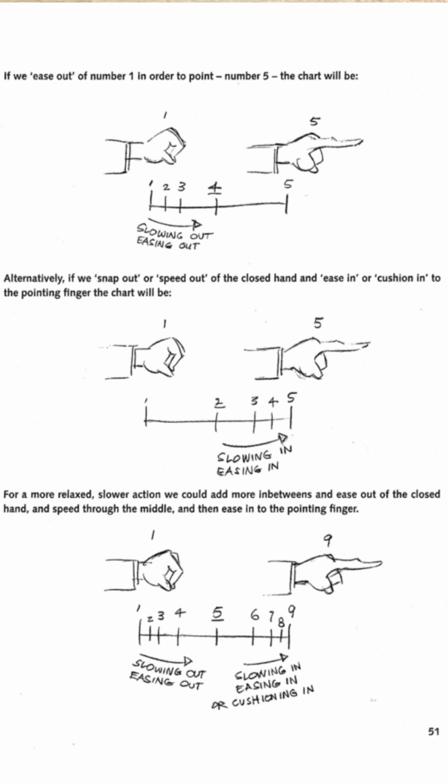Alternatively, if we snap out or speed out of the closed hand and ease in or cushion in to the pointing finger, the chart will be slowing in, easing in. It is the same thing but vice versa. For a more relaxed, slower action, we could add more in-betweens and ease out of the closed hand, speed through the middle, and then ease into the pointing finger. Slowing out, easing out, then slowing in, easing in, or cushioning in.